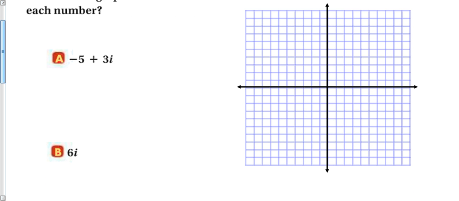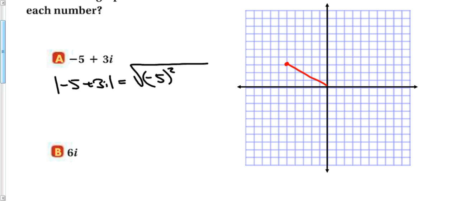Negative 5 plus 3i would be minus 5: 1, 2, 3, 4, 5. Then 1, 2, 3 would be right there. And its distance, okay, the absolute value of negative 5 plus 3i would be equal to the square root of negative 5 squared plus 3 squared, which would be 25 plus 9, which would be the square root of 34. Okay, which doesn't really simplify at all.